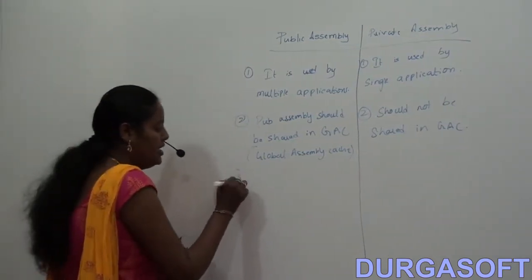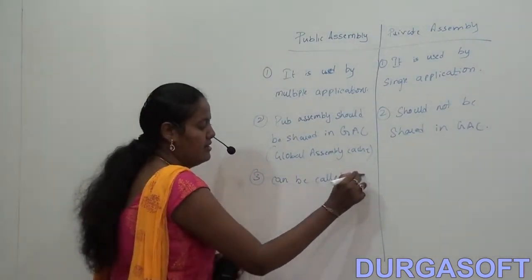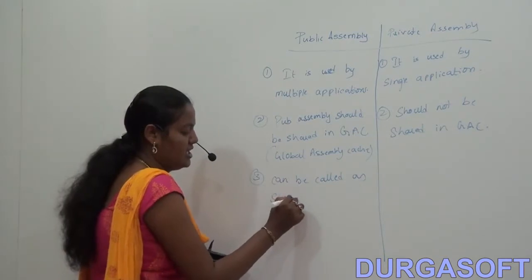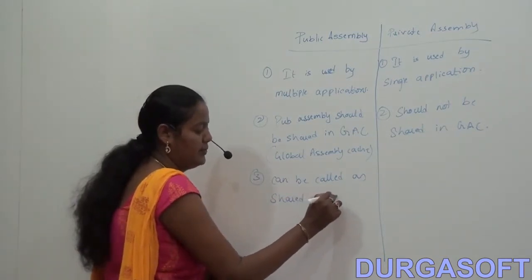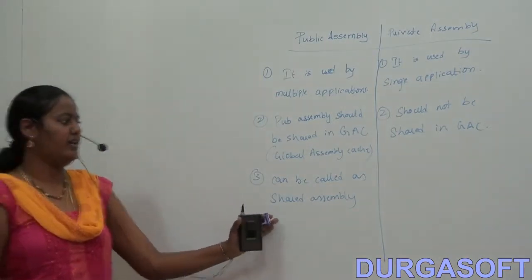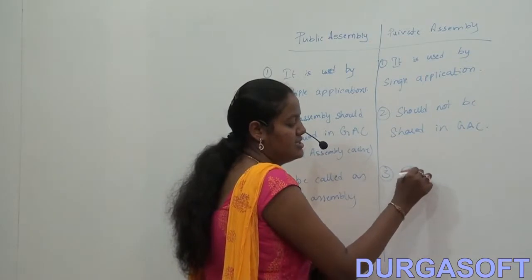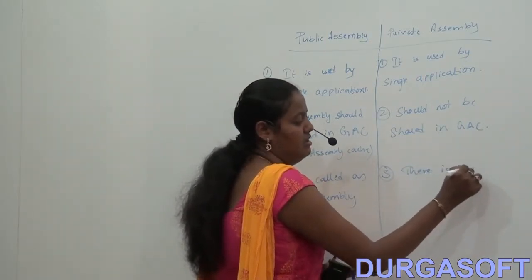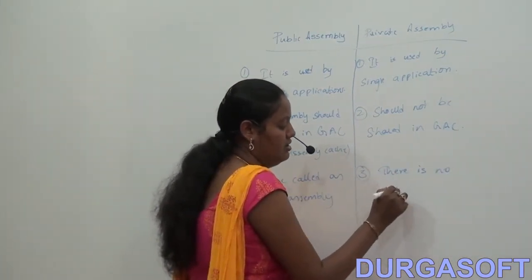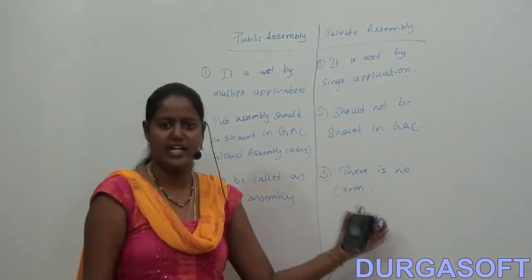And here, public assembly, we can term as shared assembly. Public assembly, we can call it a shared assembly. Whereas for private assembly, there is no such term. We'll be calling it only private assembly.